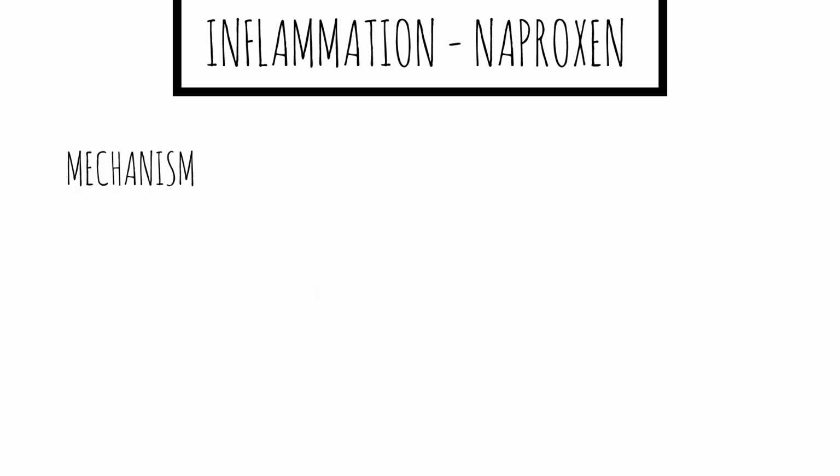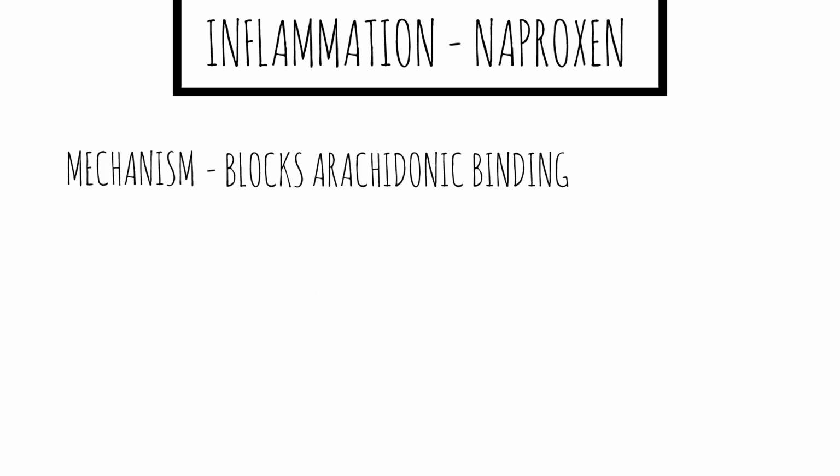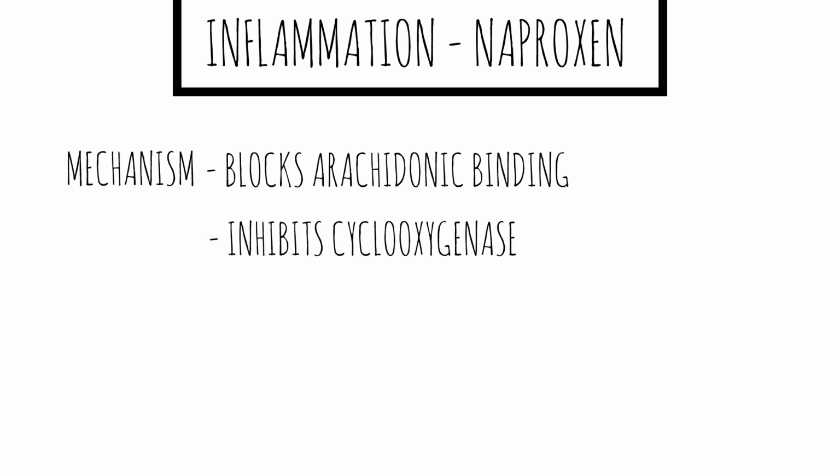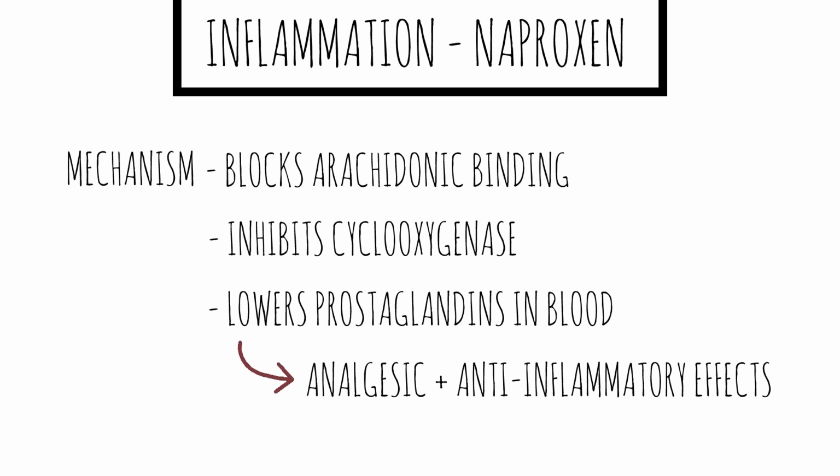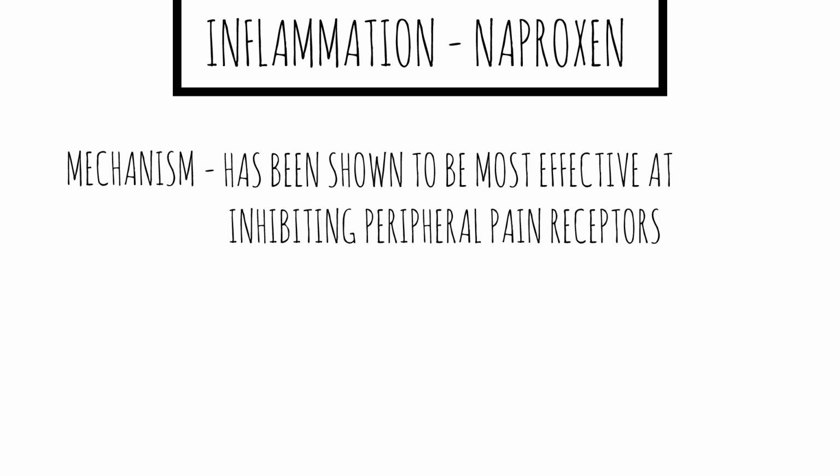And as for how this drug works, what it does is it blocks the arachidonate binding, which inhibits the cyclooxygenase pathways, which then lowers the prostaglandins in the blood. And the lower prostaglandins is what allows for the analgesic and anti-inflammatory properties to occur. And naproxen has been shown in several studies to be most effective at inhibiting the sensitivity of peripheral pain receptors.